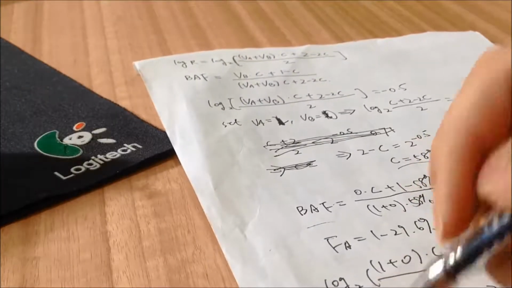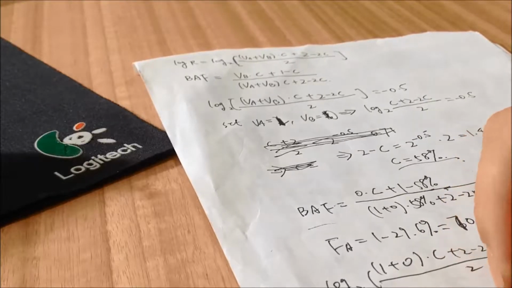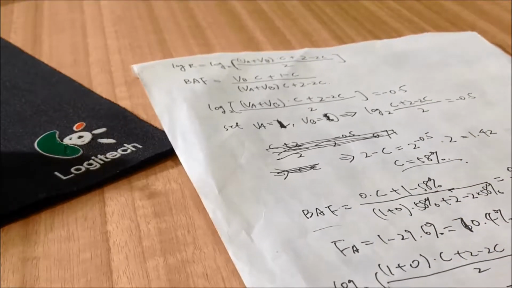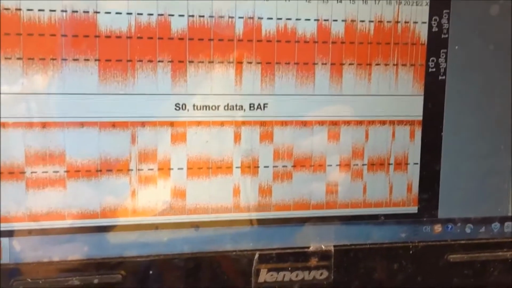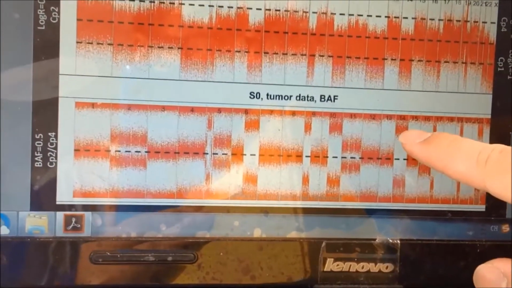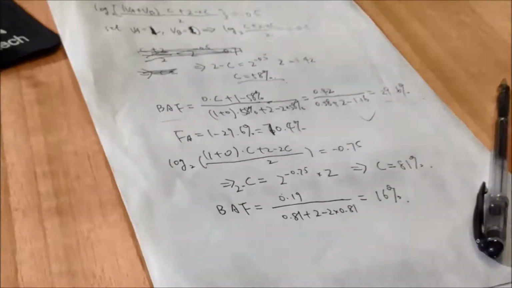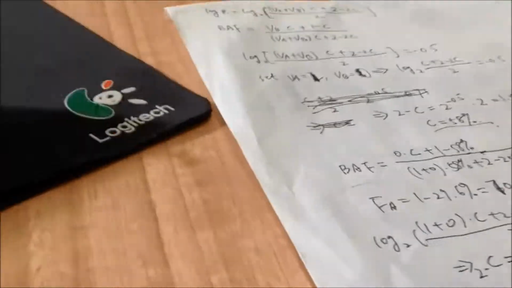And then we also calculated B allele frequency. This one is 16%. So we view the band again. We will see that the bands correspond to 1, 0, about 80% and about 20%. So this calculation also corresponds to our assumption.